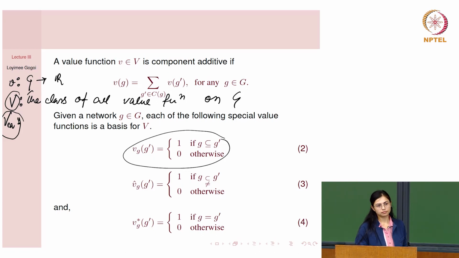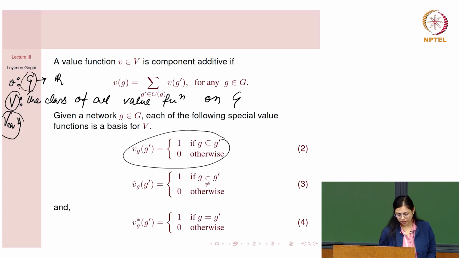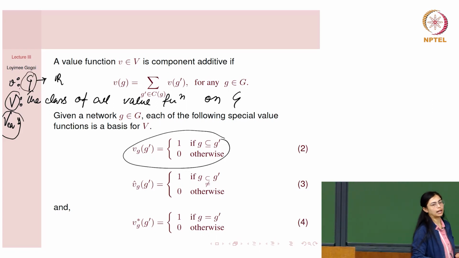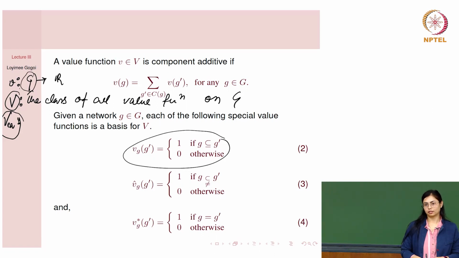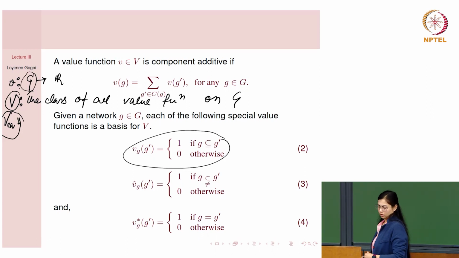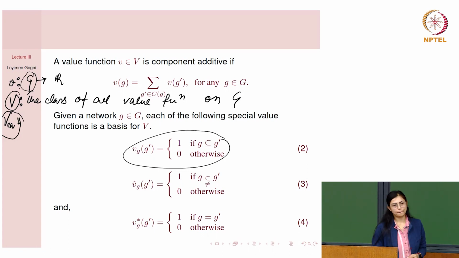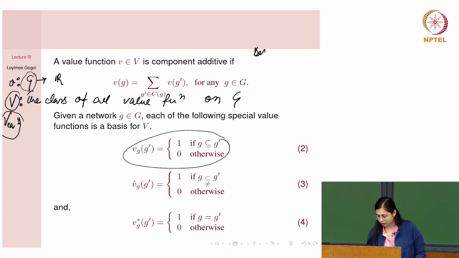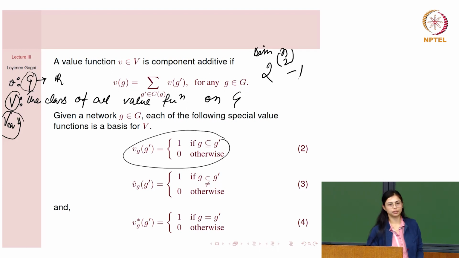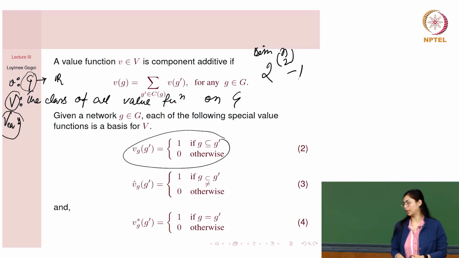For example, as we defined earlier, L of G is the number of links in G. Now what is Z here? I am saying Z is all possible networks or graphs on N. No, I am not saying that G is fixed. So the dimension for this will be 2 to the power N choose 2, minus 1. We just remove the empty graph. This is the dimension.